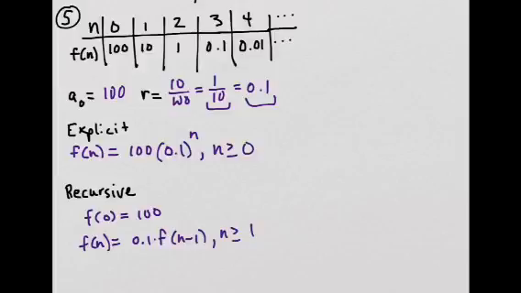Okay, so remember, 0 is where the list starts, right? So then the next number is 1. So that's why you put greater than or equal to 1 right there.